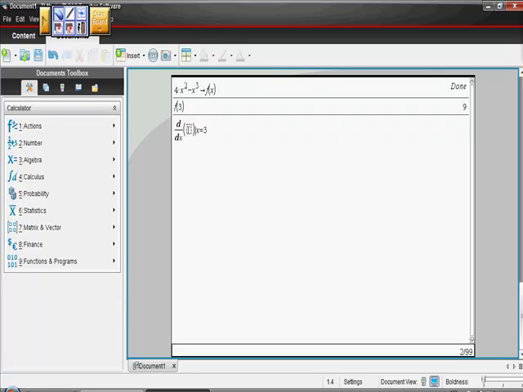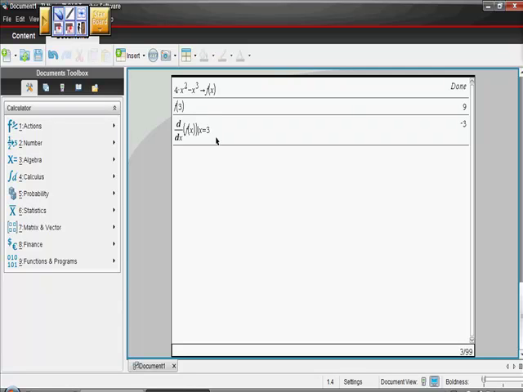What I haven't filled in yet is the function, and it's f. You see it's in bold, which means that it recognizes that I intend to use a function here. And it says the first derivative of f of x at x equals 3 is negative 3. All right? So that's one way you could do that.